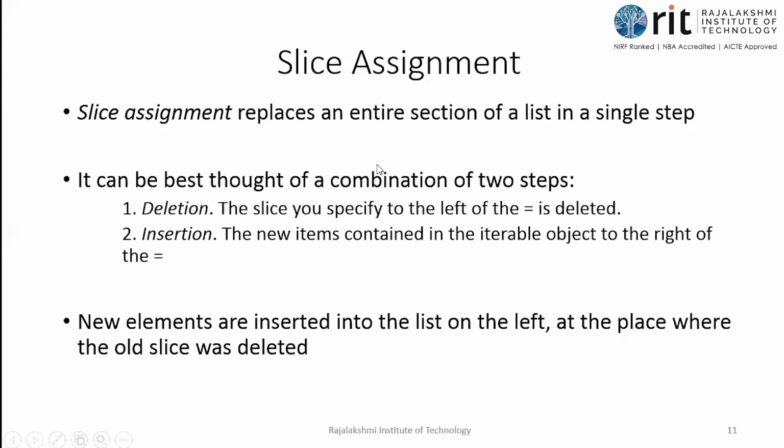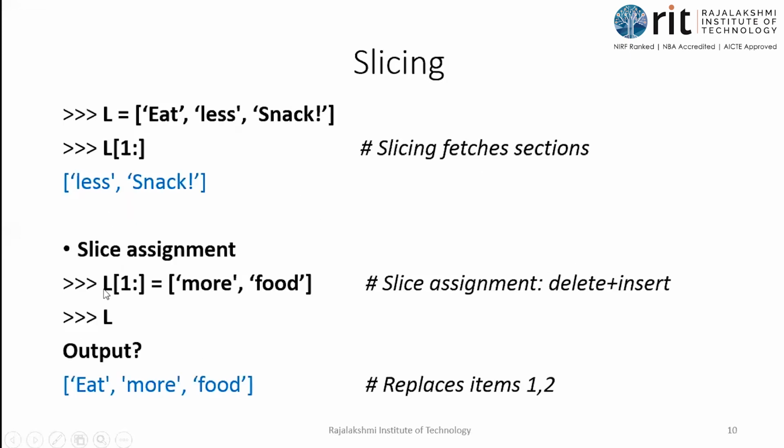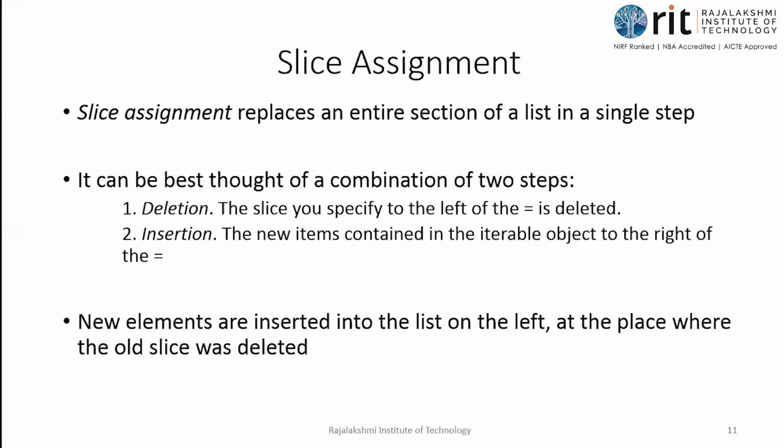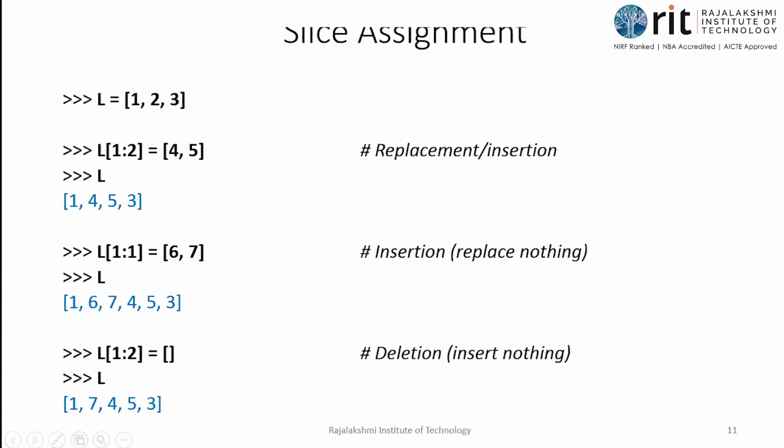Okay, so list assignment is a combination of two steps. First I'm going to delete whichever portion is specified on the left hand side of the equal to sign. That particular portion is taken and deleted, and then we fill that space with the right hand side value. That is what is explained theoretically here. Okay, so let's see this and stop.